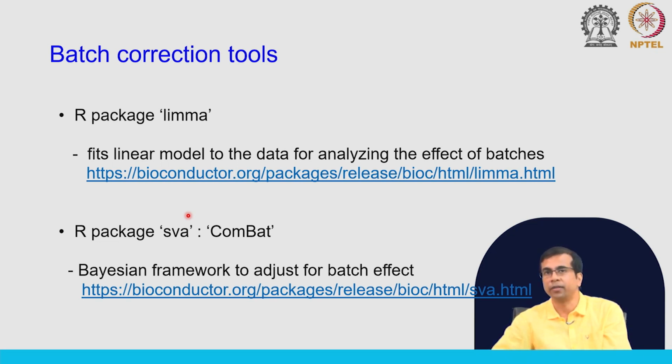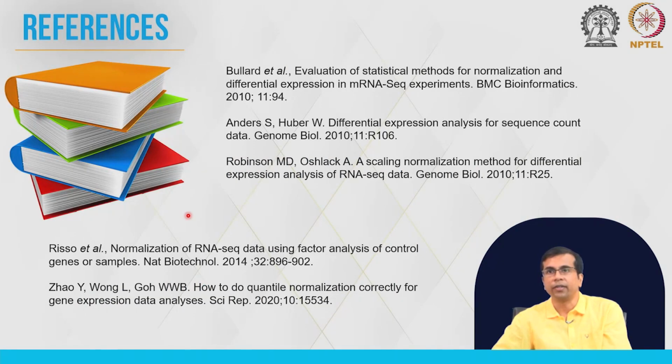And the second one is a function called ComBat, again correcting for batch effects. It uses a Bayesian framework to adjust for batch effects. Okay, I will not go into details, but if you are interested, of course, you can explore this more. Here are the references for this class.